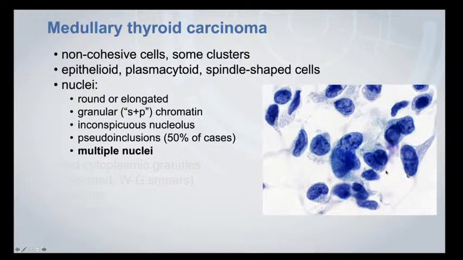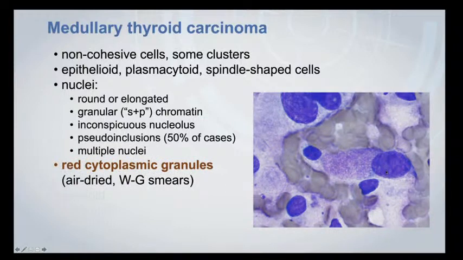And if you're using Romanowsky type stains to prepare your smears, about half of medullary carcinomas will have this beautiful red cytoplasmic granular appearance. And this can be a useful distinction between a medullary carcinoma and a Hürthle cell neoplasm, because with Romanowsky stains, Hürthle cell neoplasms have bluish green granules, whereas medullary carcinomas, as shown here, have these beautiful pink or red granules.